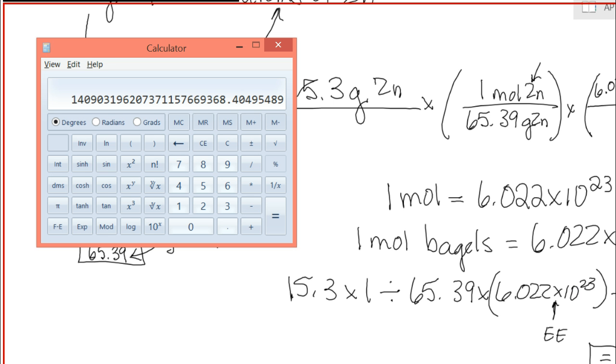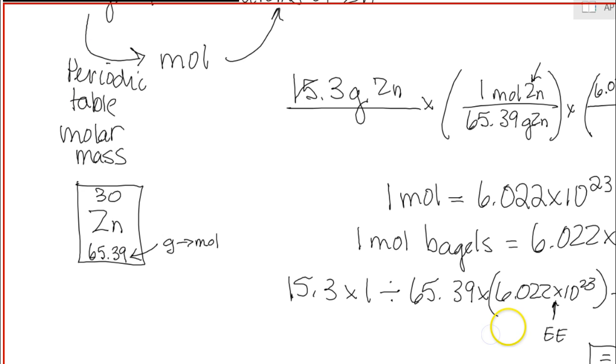So 1 point, let's see, I have 3 sig figs here. The rest of these are all exact. So I'm going to say that that is 3 sig figs. So 1.41 times 10 to the 1, 2, 3, 4, 5, 6, 7, 8, 9, 10, 11, 12, 13, 14, 15, 16, 17, 18, 19, 20, 21, 22, 23. So 1.41 times 10 to the 23rd atoms.